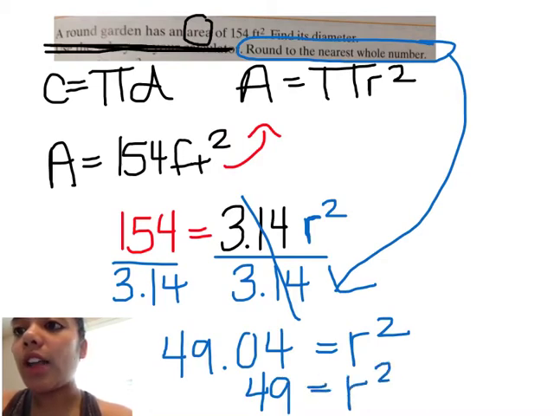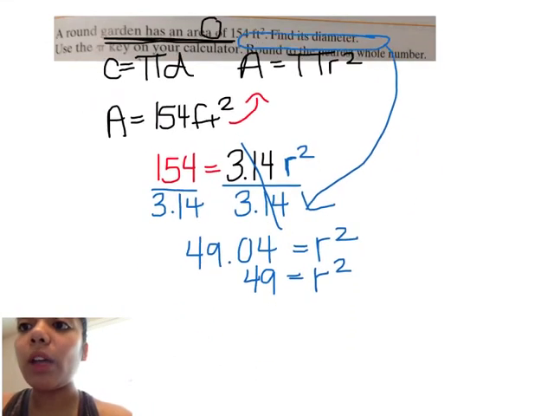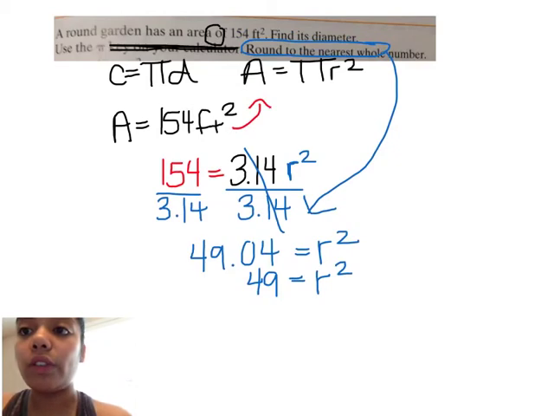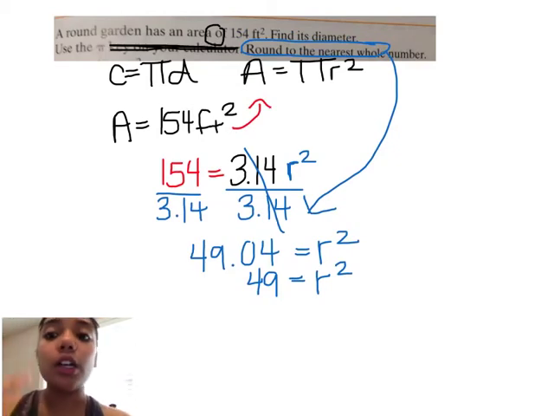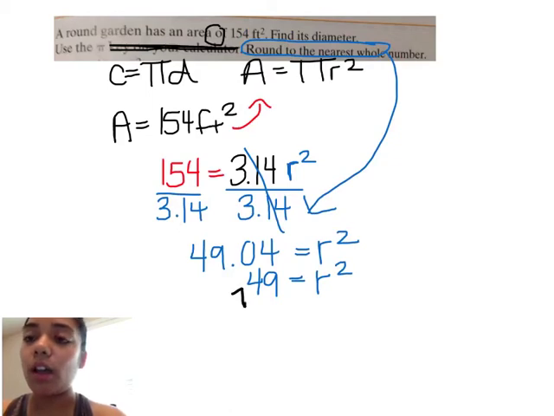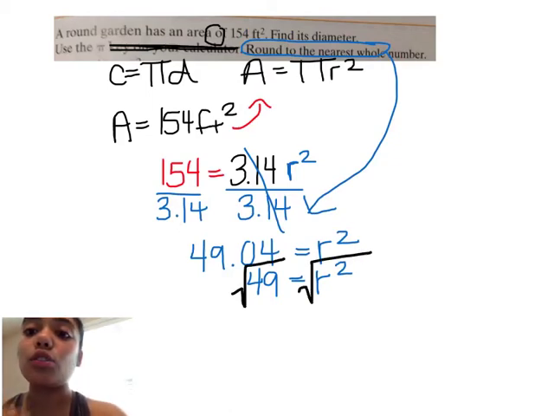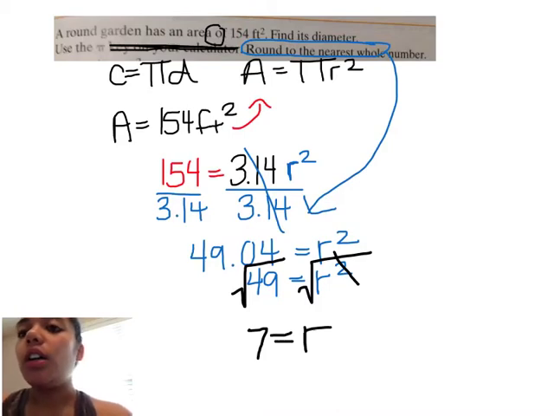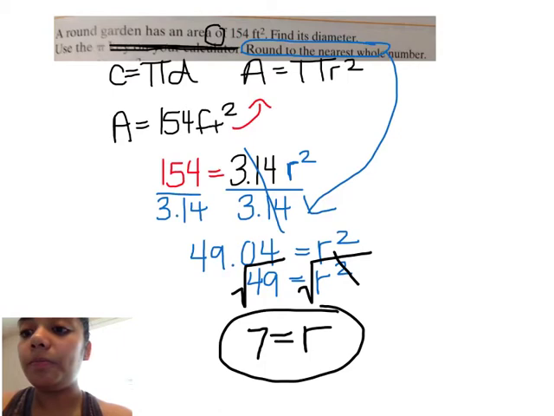And again, that little 2 right here belongs to my feet. It is how I label area. It does not belong to the 154. Too many of you are doing 154 times 154 at the very end, and you don't need to do that. Square feet is two-dimensional, it's area. So I plug this into my equation where area is.